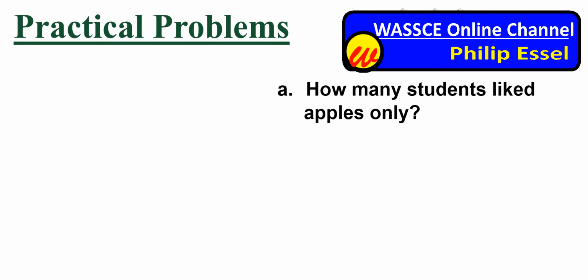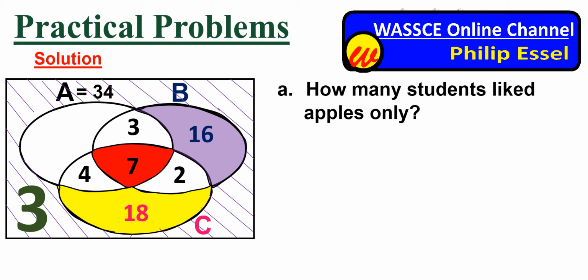Our first question: how many students liked apples only? Let's look at the solution. We would first draw our Venn diagram. So that is our Venn diagram, and we are going to use it to answer this question.